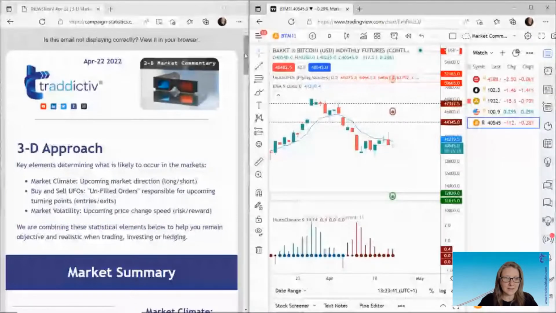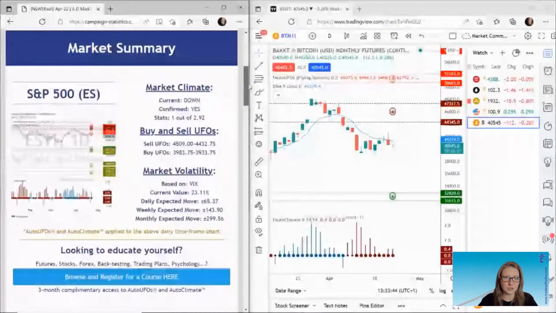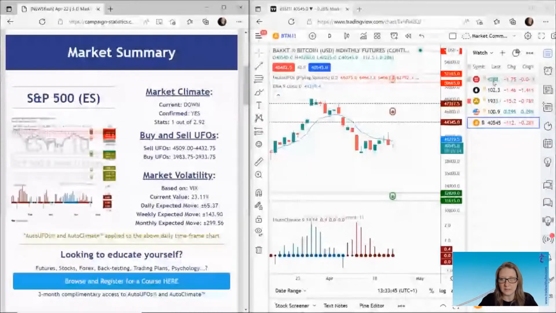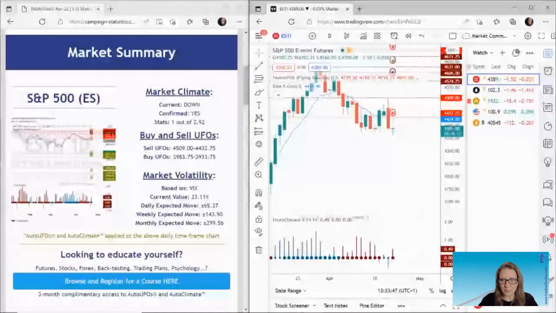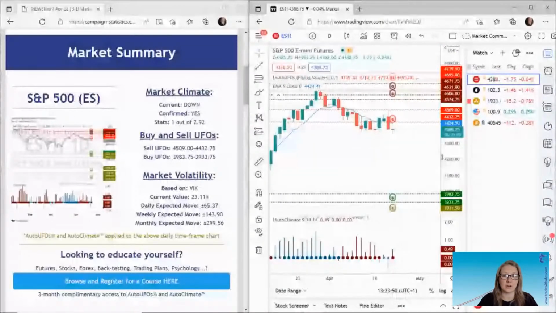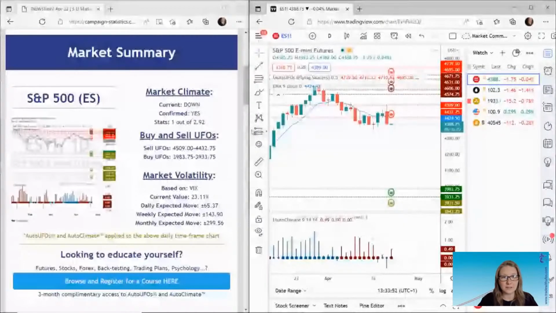Starting with the S&P 500, which is the top 500 US stocks. Now bear in mind, with each of these markets, we're looking at a daily chart. So different things happen on different time frames. For the time being, we're looking at daily time frames, daily charts here with the S&P and with all of the markets that we look at.